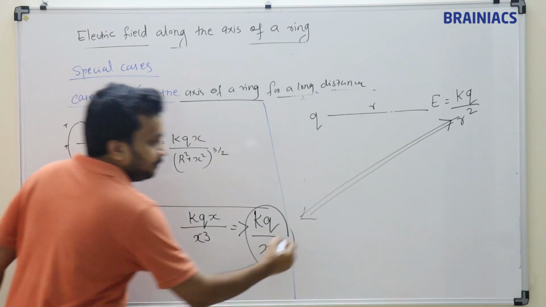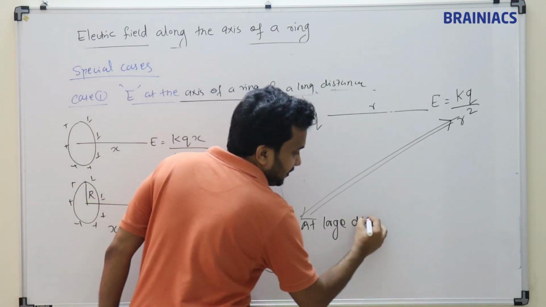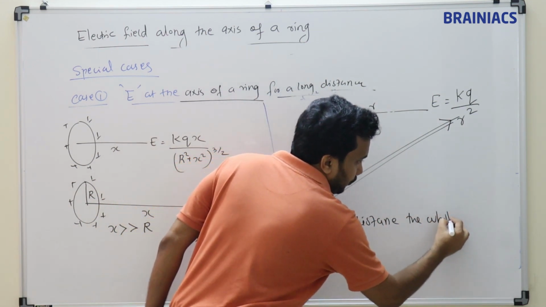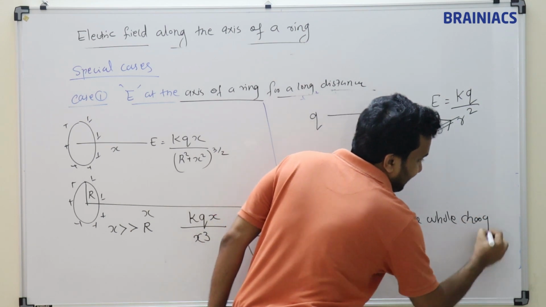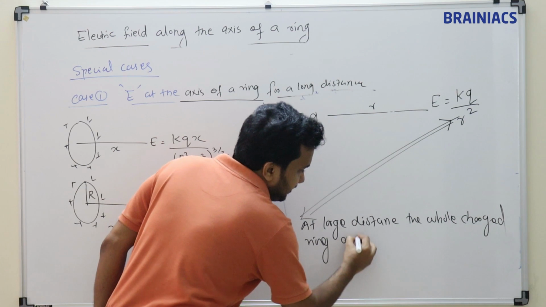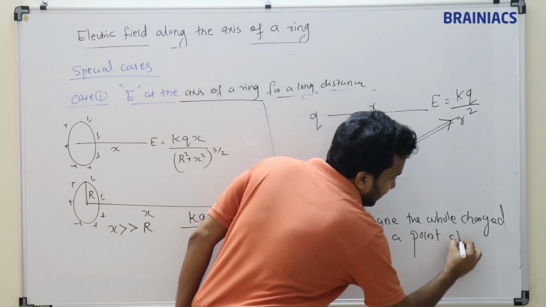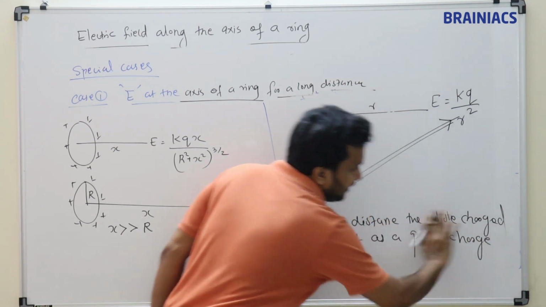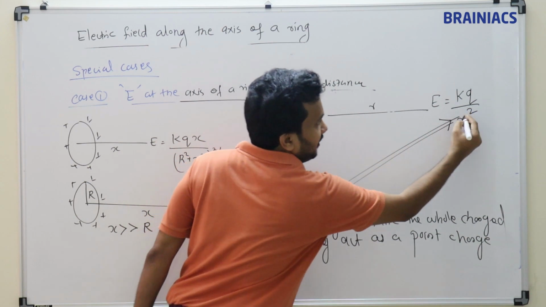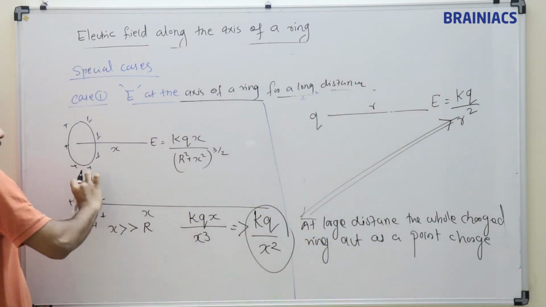So write down here: at large distance, the whole charged ring acts as a point charge. This will act as a point charge. Why? Because this equation is similar to this one. Here it is r square, here it is x square, because x is very far away compared to the value of the radius.